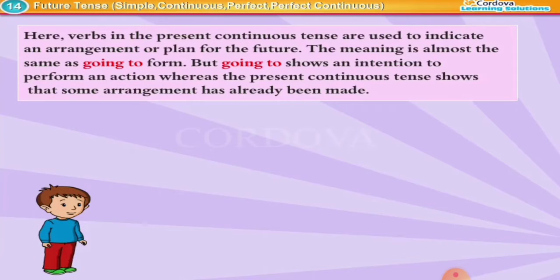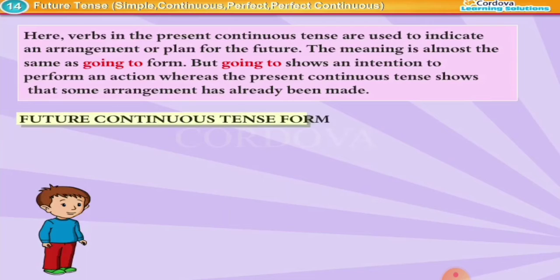Here, verbs in the present continuous tense are used to indicate an arrangement or plan for the future. The meaning is almost the same as going to form, but going to shows an intention to perform an action, whereas the present continuous tense shows that some arrangement has already been made.